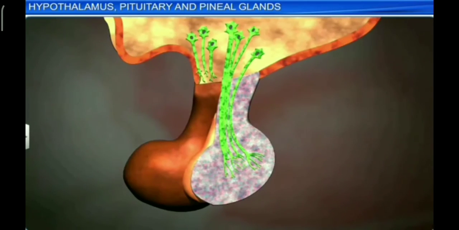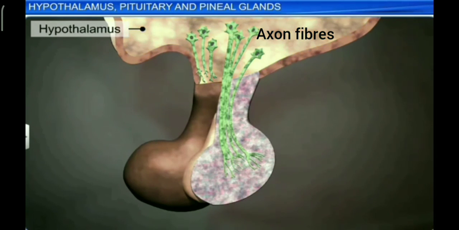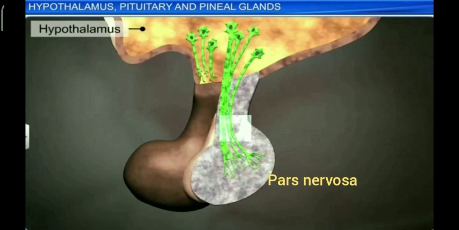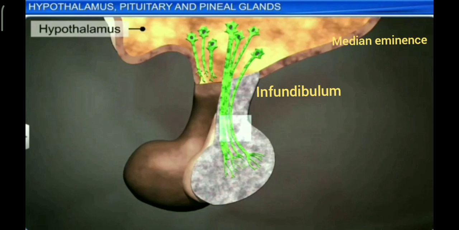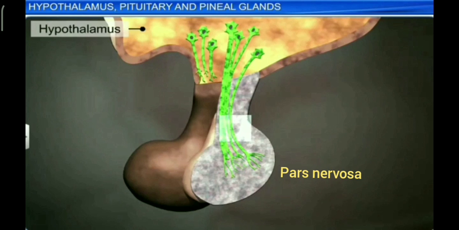Neurohypophysis. Neurohypophysis is connected directly to the hypothalamus by axon fibers. Adenohypophysis and intermediate lobes are connected to hypothalamus through hypophyseal portal system. Neurohypophysis is differentiated into three parts, that is pars nervosa, infundibulum, and median eminence. The pars nervosa acts as storage area for the secretion of hypothalamus.